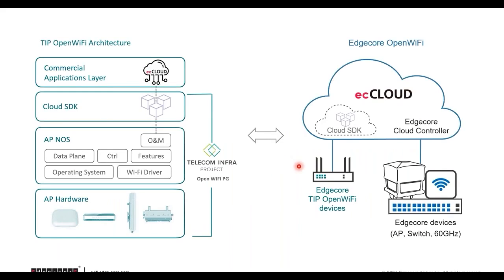Okay. Besides, you can see some pictures. You can see the EC Cloud. Actually, besides the native cloud SDK from TIP Open Wi-Fi, we also have a commercial grade EC Cloud. It has already operated for more than 6 years. You can manage the existing enterprise access points, switches, and also we have the broadband, media, and WAN, CDR solution. And at the same time, I think the important point is that you can manage Edgecore TIP Open Wi-Fi devices. So it provides one more choice to the customers.